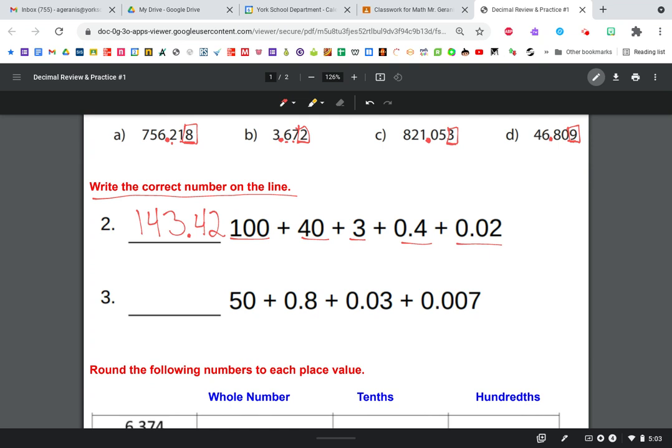And here in number 3, we have 50 plus 8 tenths plus 3 hundredths plus 7 thousandths. So let's see, that's 50. And then we have 8 in the tenths place, 3 in the hundredths place, and 7 in the thousandths place. So we have 50 and 837 thousandths.